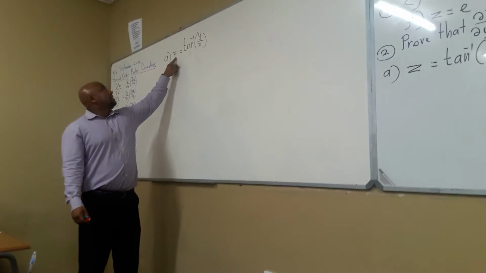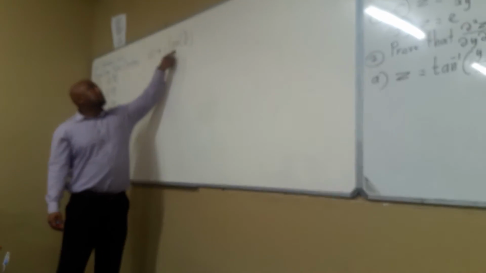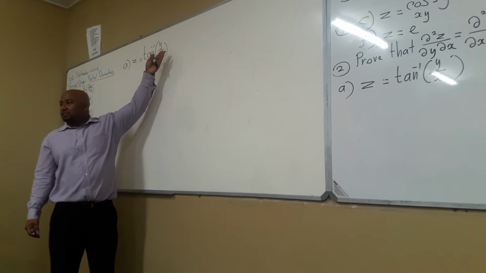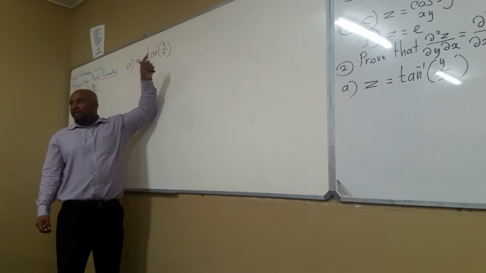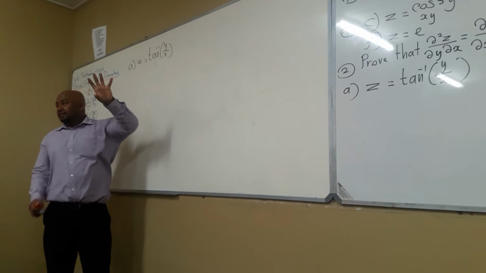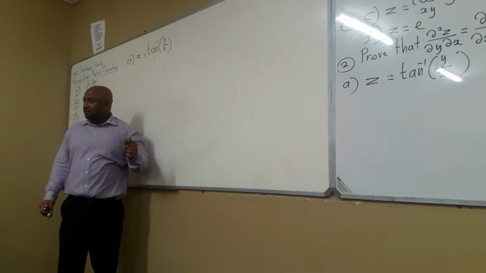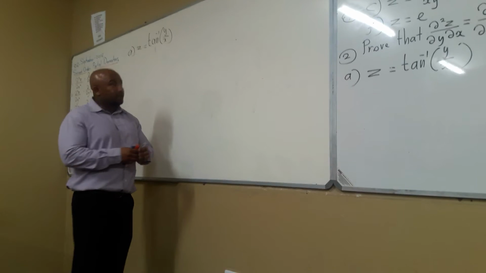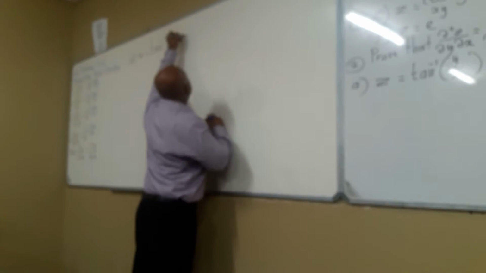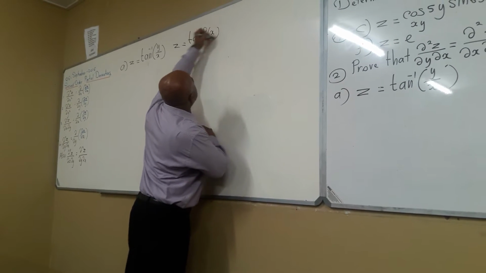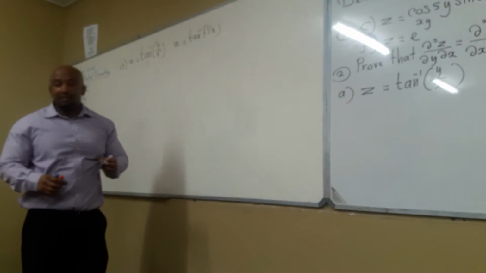You got z is equal to the tan with the negative 1. Does it mean exponent minus 1? No, be careful. In trigonometry, if you see the negative 1, it does not mean the exponent. Okay, it means inverse tan or arctan. So what are we dealing with here? We are dealing with z is equal to inverse tan of f of x from your formula sheets.